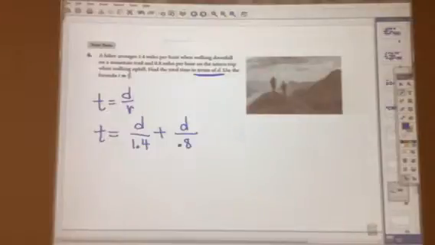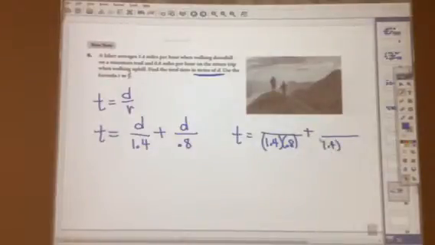Well, here again, I have to get a common denominator. So my common denominator would be 1.4 times 0.8, because I need both of those denominators to be able to go into these. And when you have numbers, the easiest thing to do is just to multiply them. So what would I multiply 1.4 by to get 1.4 times 0.8? I would multiply this by 0.8. So this would be 0.8D.